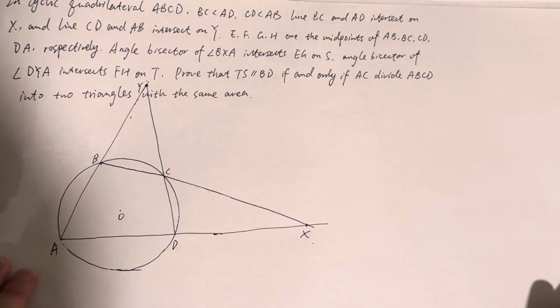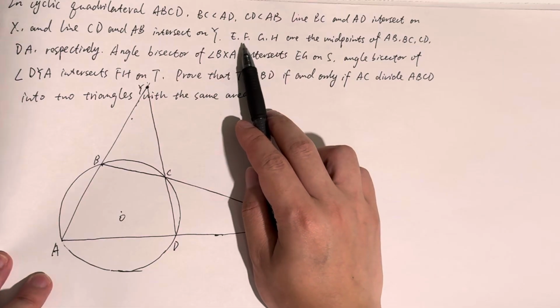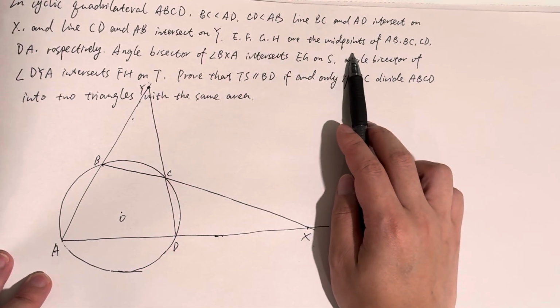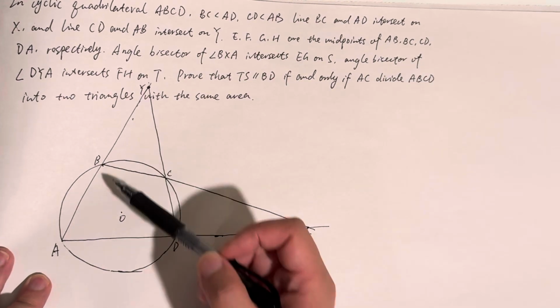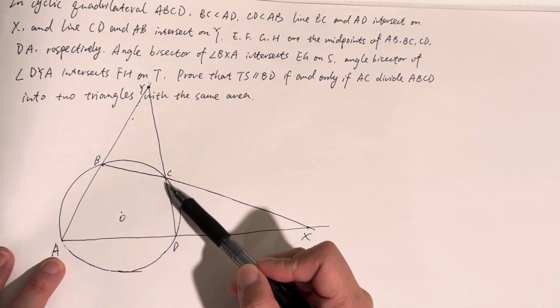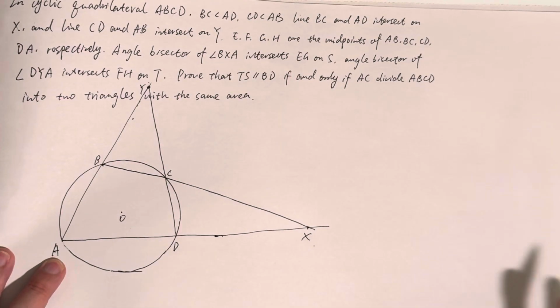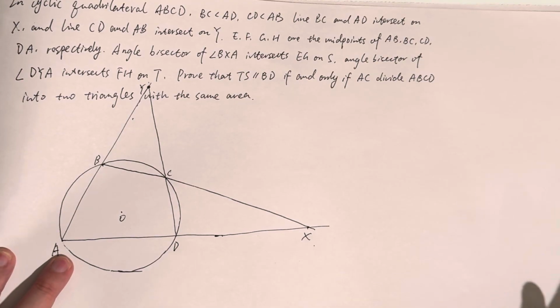Okay. Now we know that E, F, G, H are the midpoints of AB, BC, CD, DA respectively. So E, F, G, H, right? I'm not going to draw it right now. We will check on this later, but let me just finish the problem statement.